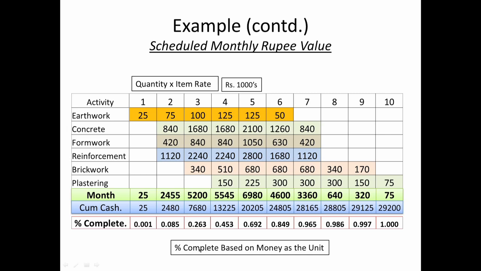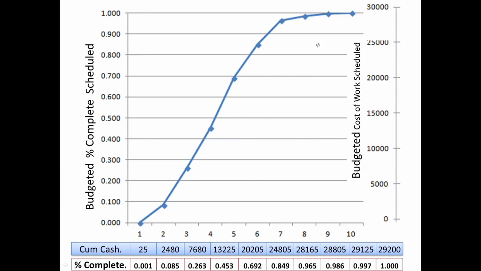Here we are just saying that this percentage complete is based on money as a unit. Remember, I could also use man hours, but I am choosing here to use money. And we then get this S curve.